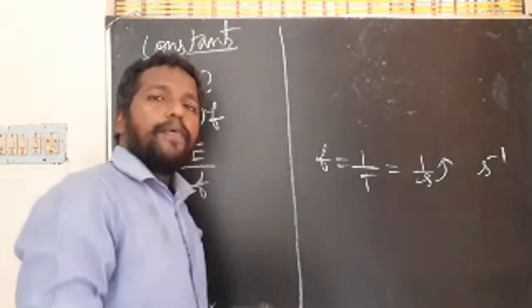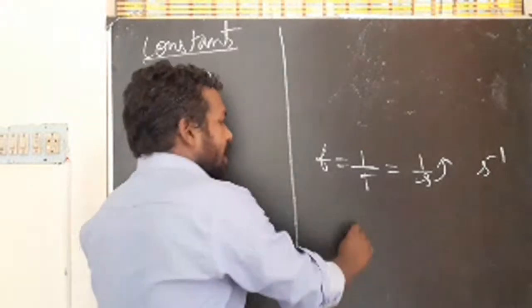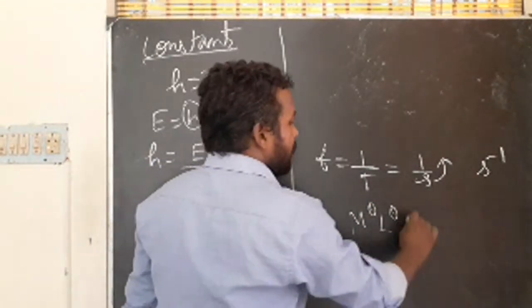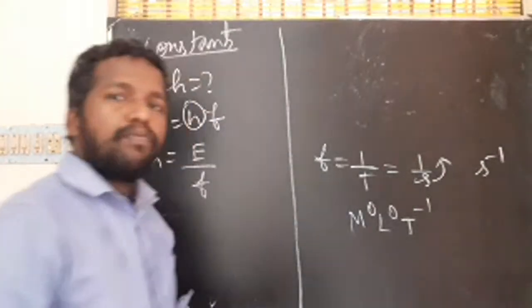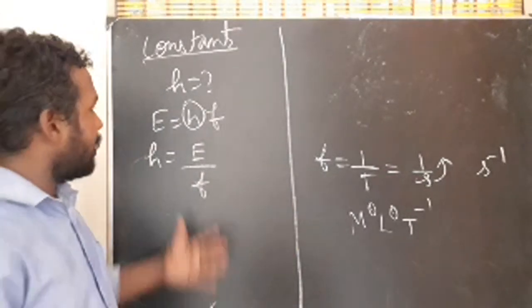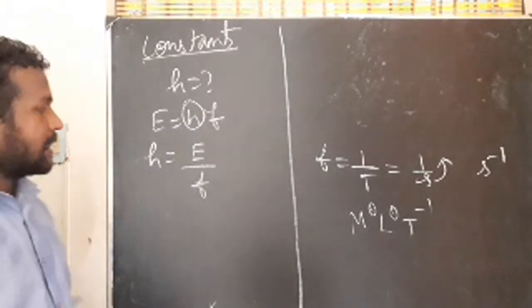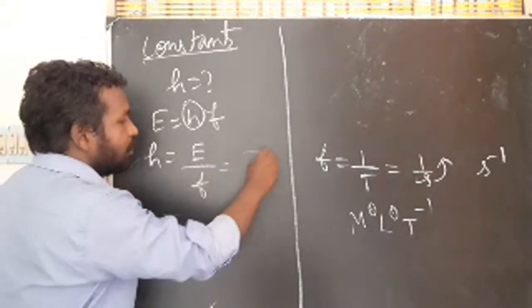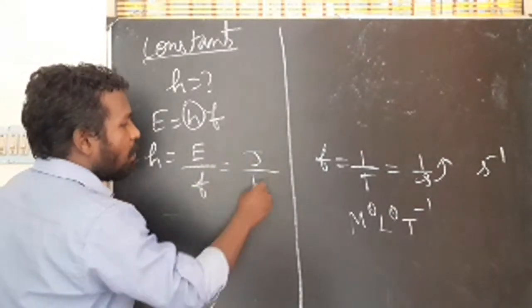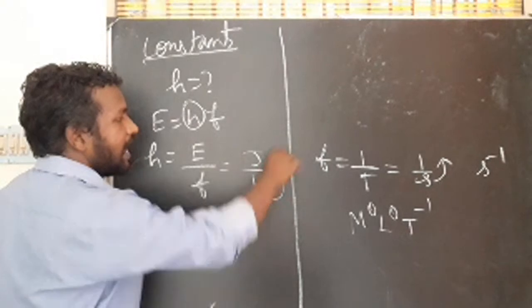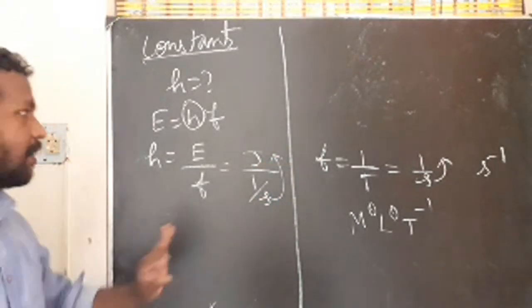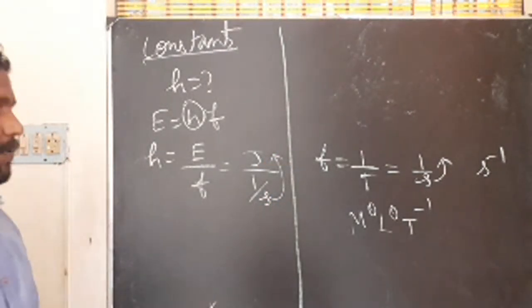Now, what is the dimensional formula for frequency? M power 0, L power 0, T power minus 1. It is the dimensional formula for frequency. Actually, now we are calculating the Planck constant. The energy unit is joules, and the frequency unit is 1 by time period. The denominator will go directly into the numerator. Now we are calculating the Planck constant's SI unit and dimensional formula.